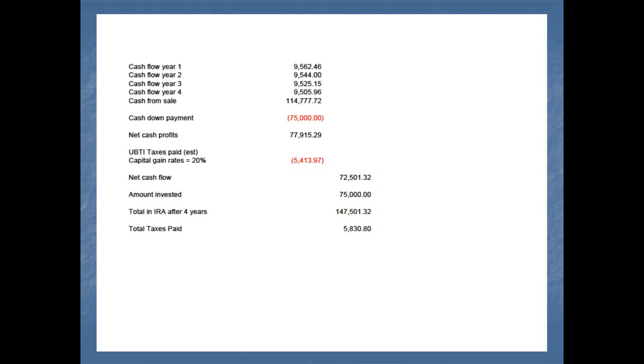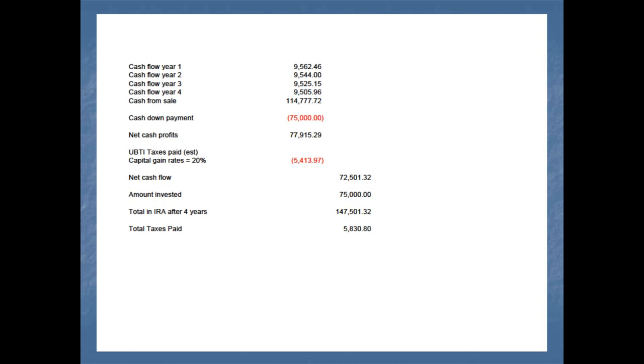Those rates change. Sometimes they're 15, sometimes they're 20. I went ahead and used the highest rate for this example because the numbers only get better if you take a lesser amount. But let's show you the worst case scenario. So at 20%, you're going to pay UBIT taxes on the sale of that property of $5,400. That's not too bad. You made a $50-some-thousand gain, so it's about 10%.